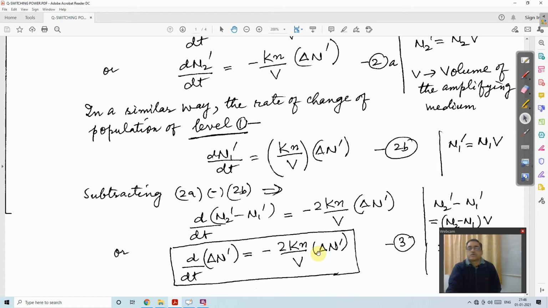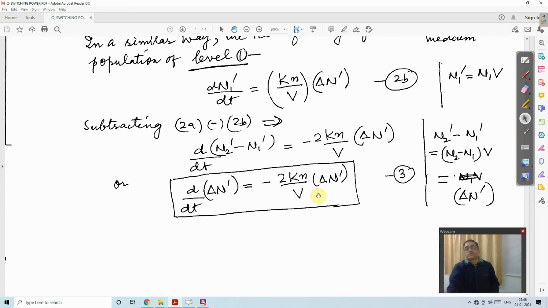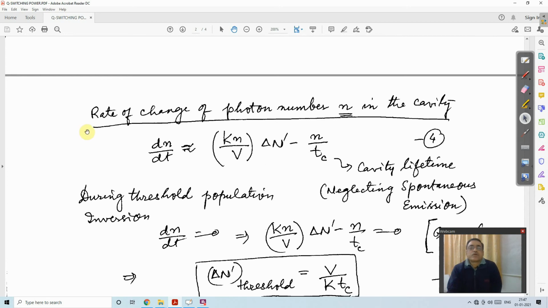Here we recall the oscillations. If the photon number is fixed, we have oscillations here, and we recall from the simple differential equations that it is of the type dx by dt plus alpha x is equal to 0. The rate of change of photon number n in the cavity, dn by dt, is nearly equal to Kn by V delta N dash minus n by Tc.